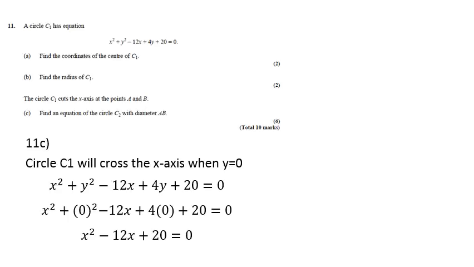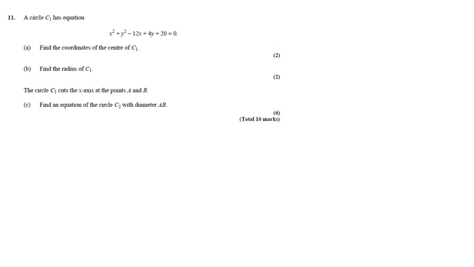Now we have a quadratic, so let's use the skills from Core 1 to solve that. We can factorise this into x minus 10, x minus 2 equals 0. So that means that either x equals 10 or x equals 2. Now, we know that A therefore is 2, 0 and B is 10, 0 because we substituted in y is 0 and got the answers x equals 2 and x equals 10.